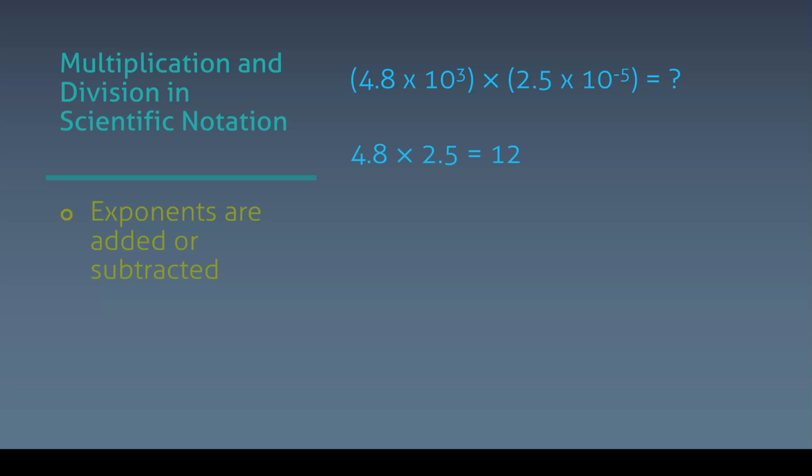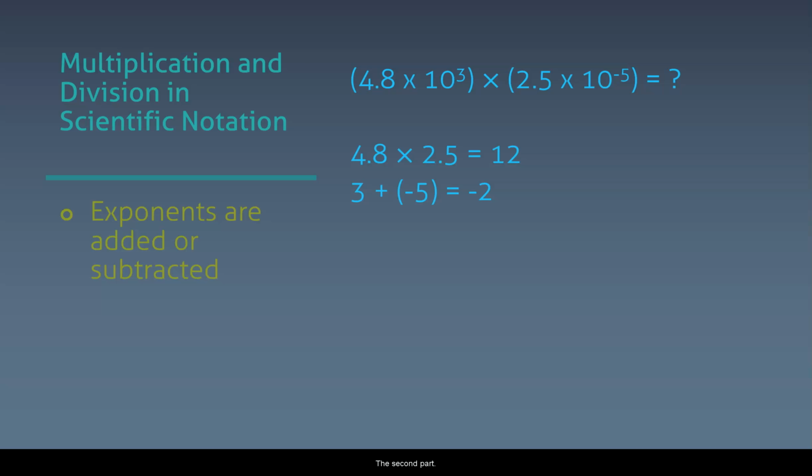For multiplication and division, now we're going to have to modify the exponent parts as well as the number parts of our scientific notation numbers. So let's say we wanted to multiply 4.8 times 10 to the 3rd by 2.5 times 10 to the negative 5th. We start off with the number parts, the parts that have the decimal in them. And in this case, 4.8 times 2.5 is going to give us 12.